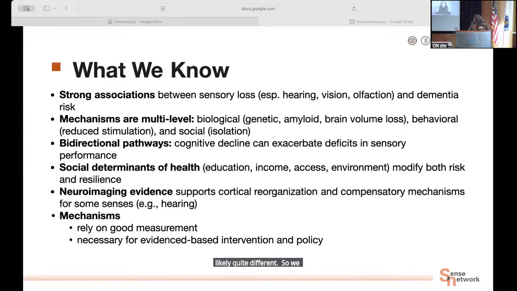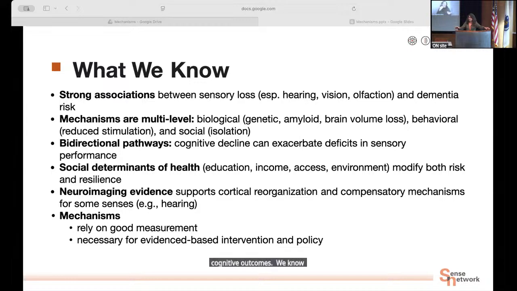We said, what do we know? What do we agree on what we know? We know there's strong associations between sensory loss, especially good evidence for hearing, vision, olfaction, and dementia risk and cognitive outcomes. We know about the associations.